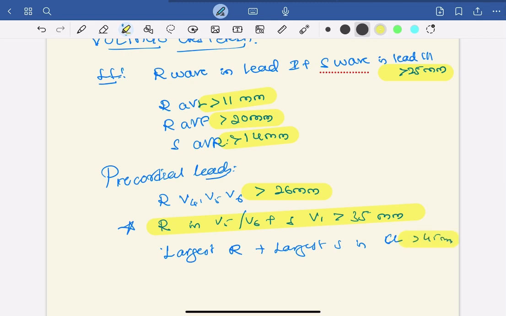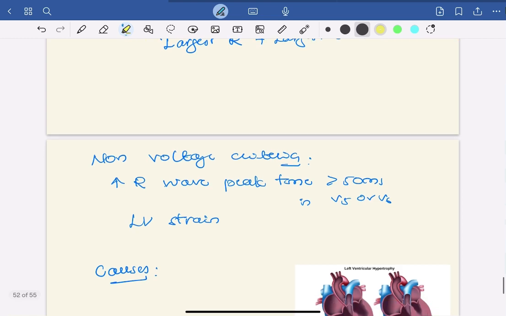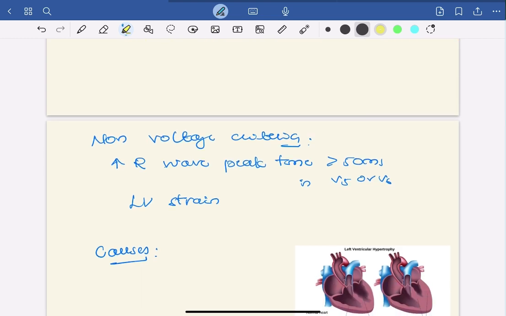So these are voltage criteria, and this has to be accompanied by non-voltage criteria. So what are these non-voltage criteria? Non-voltage criteria include increased R wave peak time more than 50 milliseconds in V5 or V6. This is one of the non-voltage criteria, and there has to be presence of LV strain.